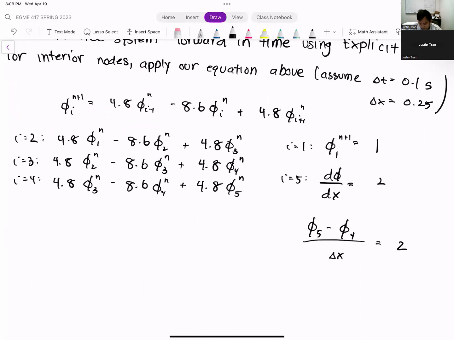Right, so here's where things get a little bit tricky, because remember, we want to have an n plus 1 in this expression, but we only want to have one n plus 1. Since we're on node 5's equation, we should put the n plus 1 on phi5, right? And since we only want one of these, the other phi term, phi4, is going to be given the superscript n. And so from this, we get phi5 n plus 1 is equal to 2 delta x plus phi4 n.